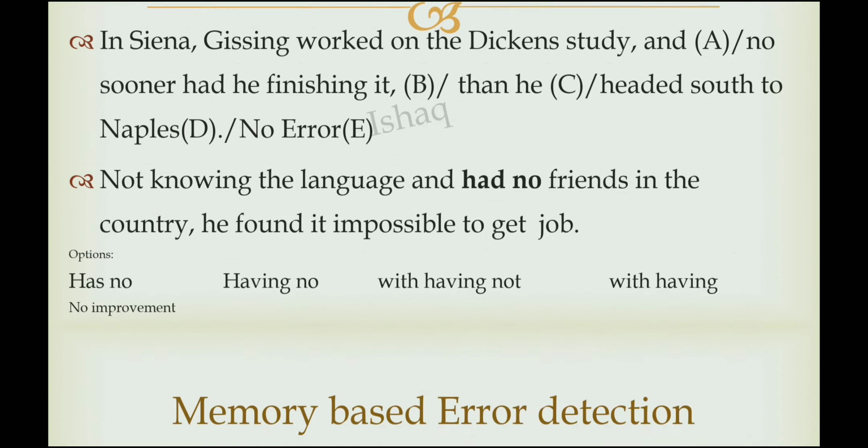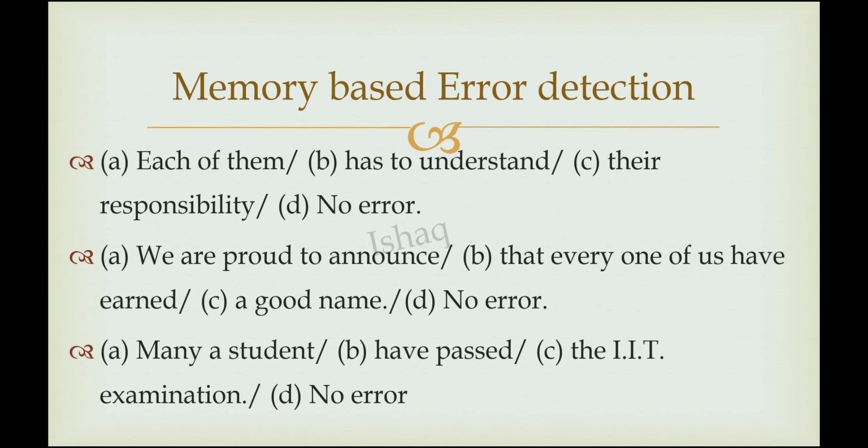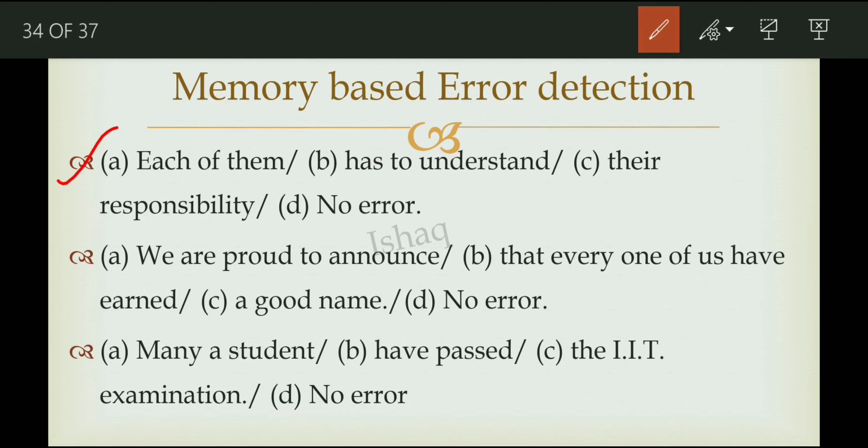So let's go to the next memory based question: "Each of them has to understand their responsibility." A very, very nice question. Why? Because them and has are put together and they try to confuse us, and what we feel is "each of them have". So there is some error here, and we'll mark this as an error in the exam. But that would be a mistake, because we are not talking about them here, but about each.